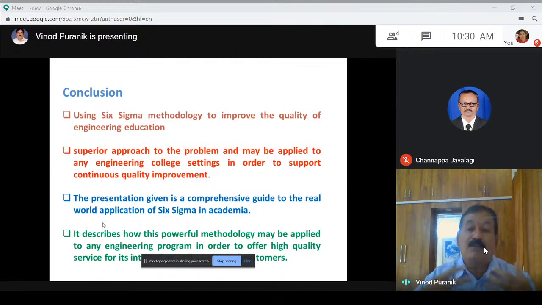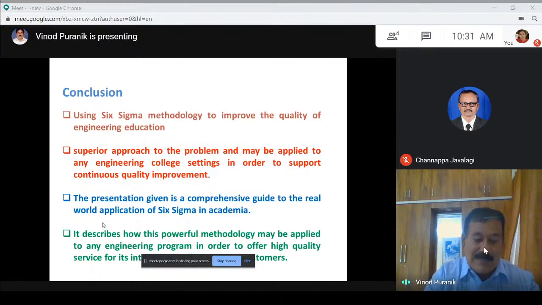Whatever I just explained in my presentation will be a guideline, because we cannot copy the things and apply them here. Cut and paste is not possible, because each and every engineering course is different. But we can make use of the things. It describes how this powerful methodology may be applied to any engineering program in order to offer high quality service to the customers. So these are the things I wanted to explain about my case.